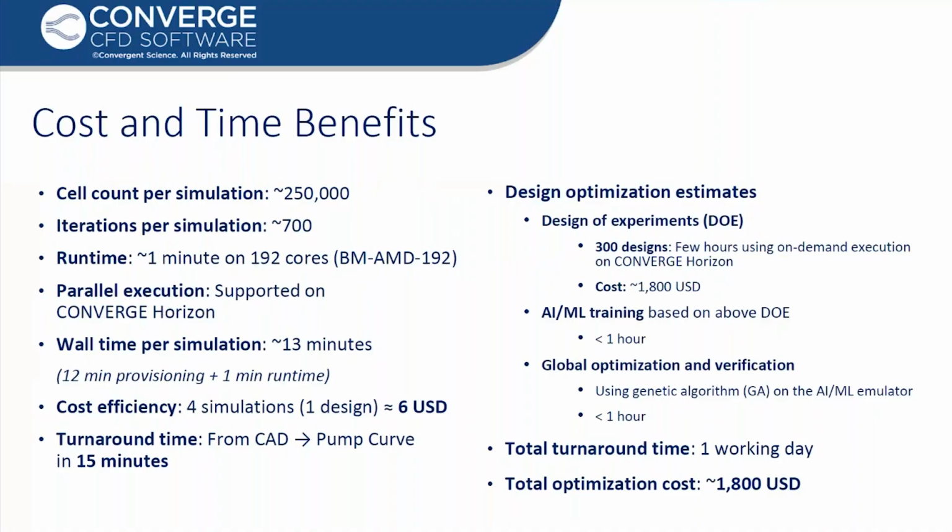So let's say for the DOE, you want to run 300 designs. That will cost you around 1800 US dollars, and all those designs can be submitted in parallel. There are around 1200 simulations, but on demand, a lot of hardware is available, so you can run multiple cases and within a few hours you will have all the results. It will take around an hour to do the AI/ML training and an hour to do an optimization study on this ML emulator and do some verification. So your turnaround time could be within a day. You can do a whole optimization study, and the cost of that study is going to be around 1800 US dollars.